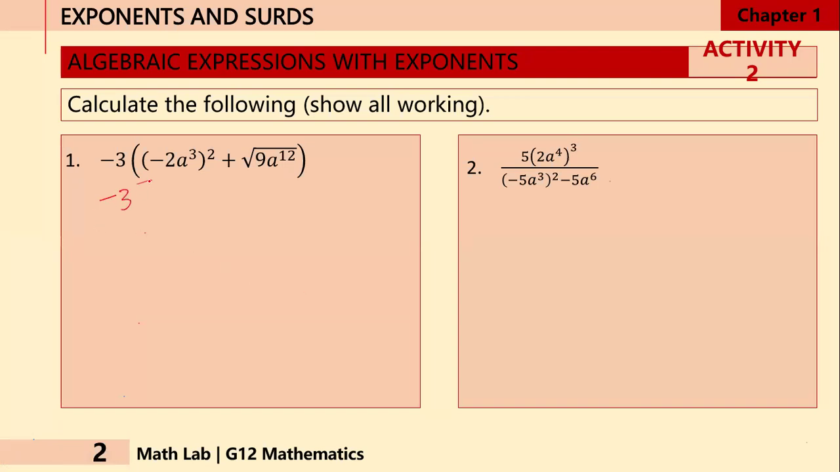Right, so it's minus 3. Let me just write these brackets like this. So we're going to factor in the exponent first. Most people are done. All right, so it's going to be minus 2.